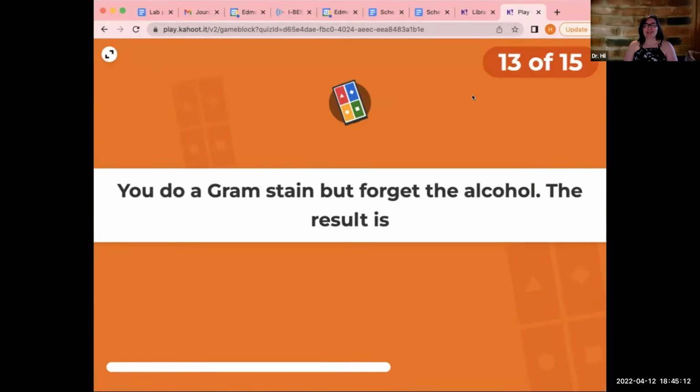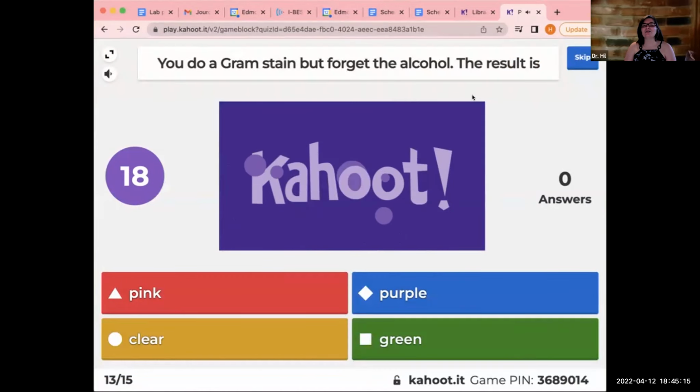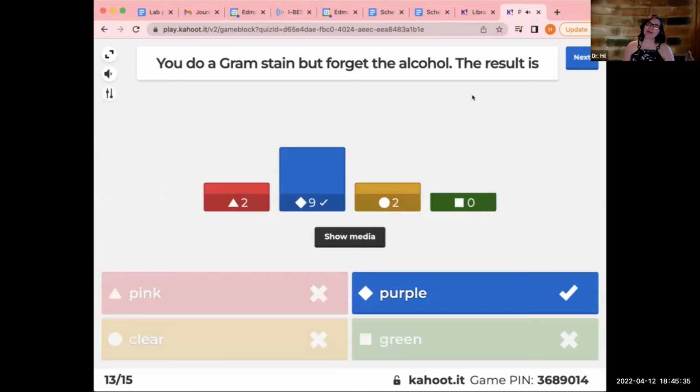You do a gram stain, but you forget the alcohol. What do you see? What color are the cells? You forget the alcohol. Whoops. Purple is right. Good work. The alcohol is the decolorizer. It removes the crystal violet from the gram negatives. Without the alcohol, that doesn't happen. And so we get purple, everybody.